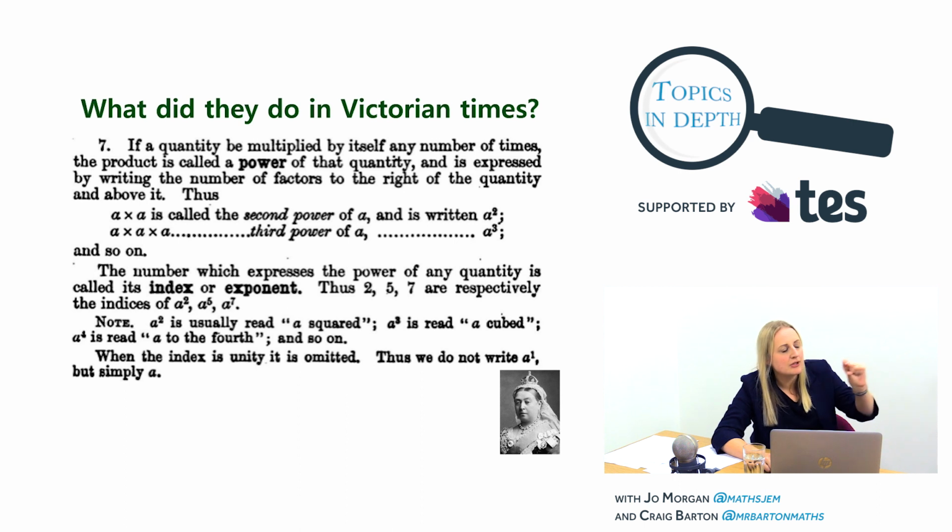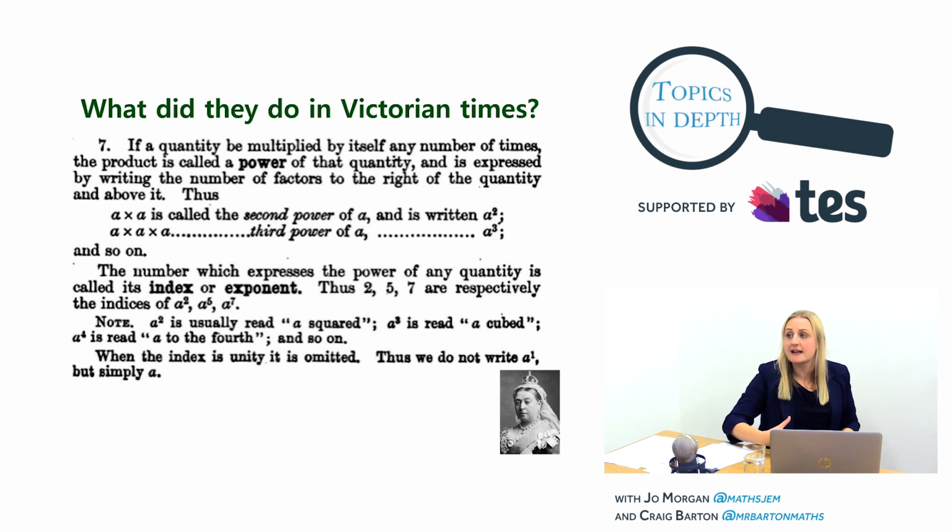And then they have a little note on how we say it. A squared is usually read a squared, a cubed, and then a to the power 4 is read a to the fourth, which used to be the common way of saying it, and then we changed that a bit. And then I love this last bit. When the index is unity, so that's 1, it is omitted. Thus we do not write a to the power 1, but simply a. And I love it when they say unity, because that's so lovely.